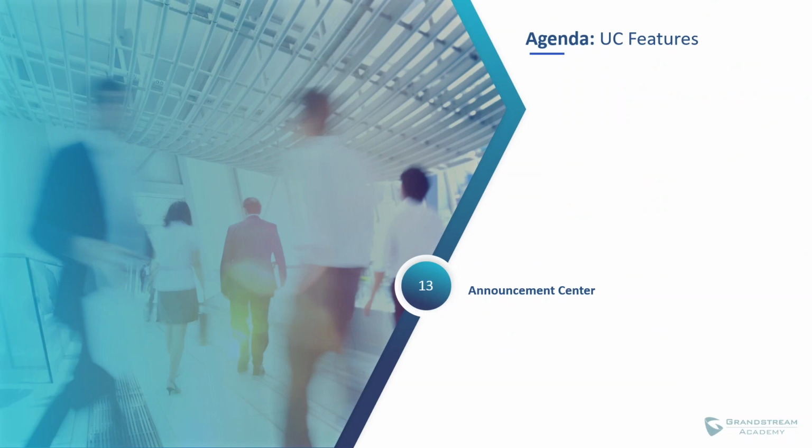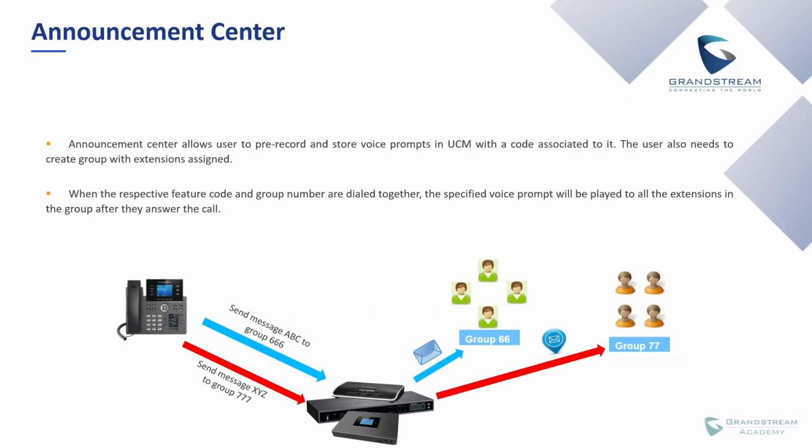And next we have the Announcement Center. Announcement Center allows users to record and store voice messages in the UCM6000 with a specified code. And the user can also create groups with specified extensions. When the code and the group number are dialed together, the specified voice message is sent to all the group members, and only extensions in the group will hear the voice message.